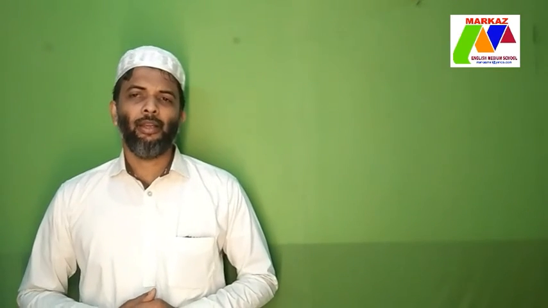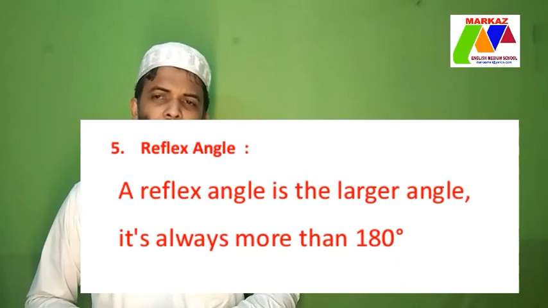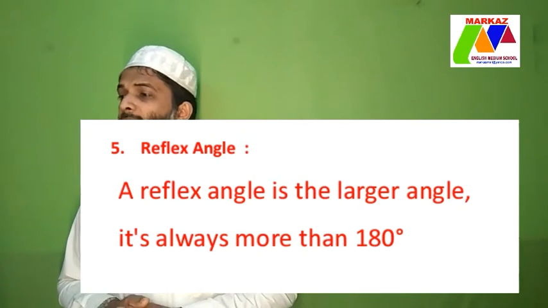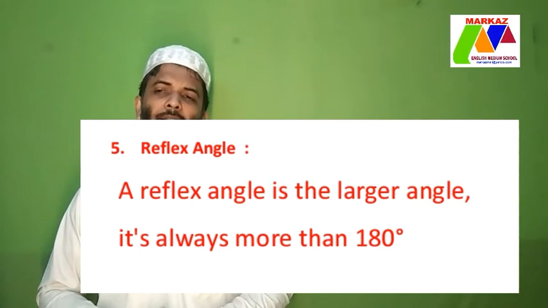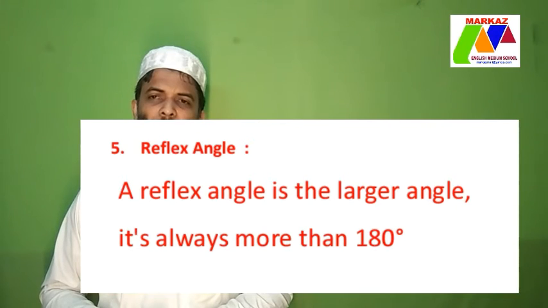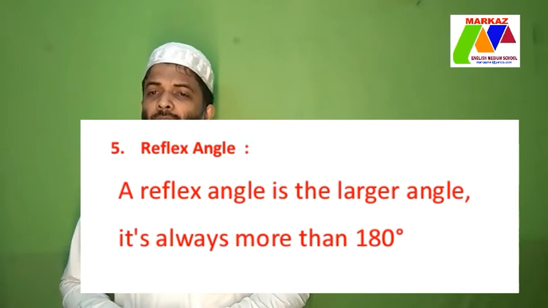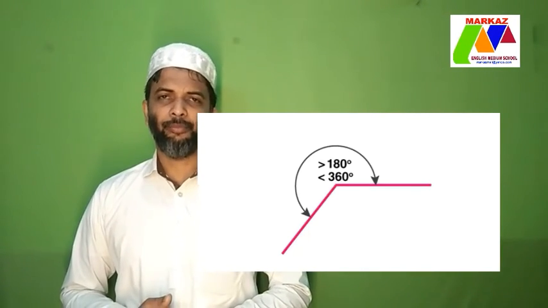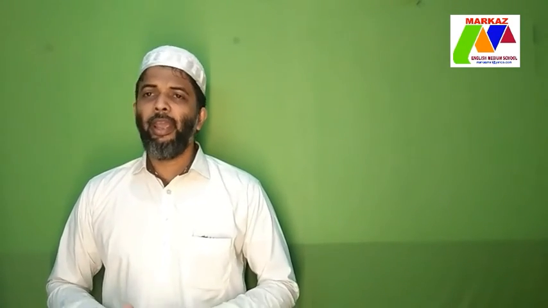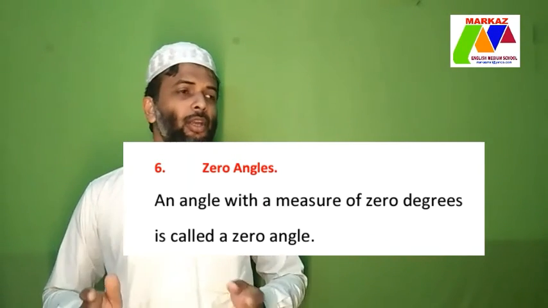Draw a straight angle and measure its size. Next one, reflex angle. A reflex angle is the larger angle. It is always more than 180 degrees. Okay. Last one, zero angle. An angle with a measure of 0 degrees is called a zero angle.